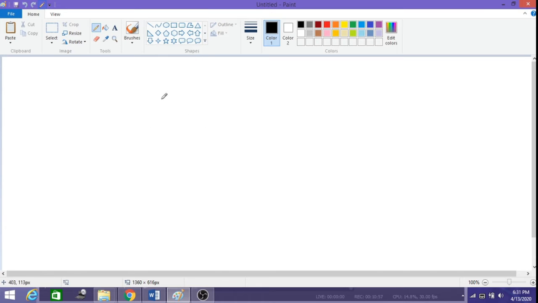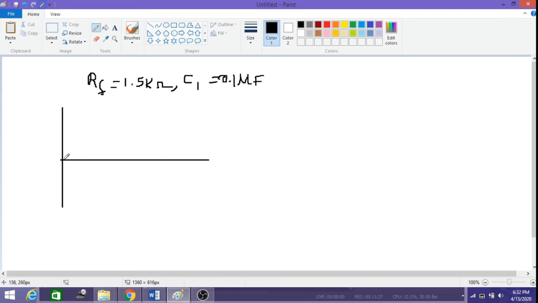Let me take a new page here. Here the input waveform is given to a basic differentiator circuit with Rf equal to 1.5 kilo ohms and the capacitor C1 equal to 0.1 microfarad. So we have to draw the output waveform. The input waveform is given like this. It's a pure sinusoidal waveform. This is pi and this is 2 pi.